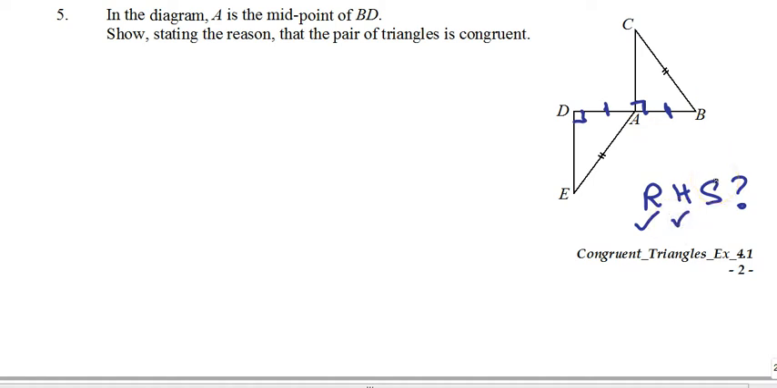Okay, do we know another given side that is equal? Well, we are told that A is the midpoint, so we know that AD is equal to AB, so we have the given side as well. So once you do this preliminary check, you know that we can prove by RHS, and you can then go on to show the working. The working becomes very simple.